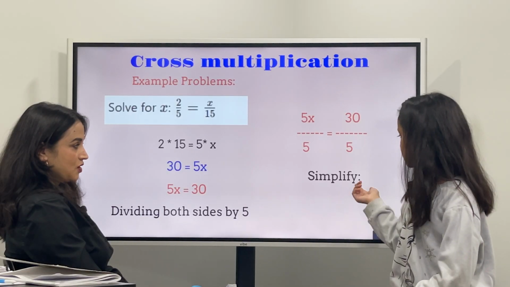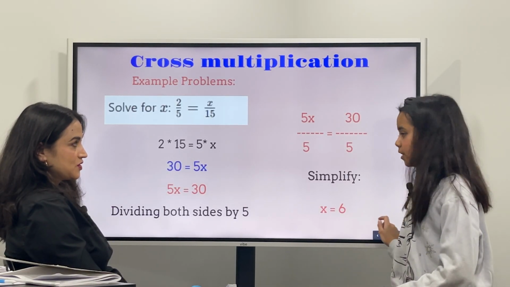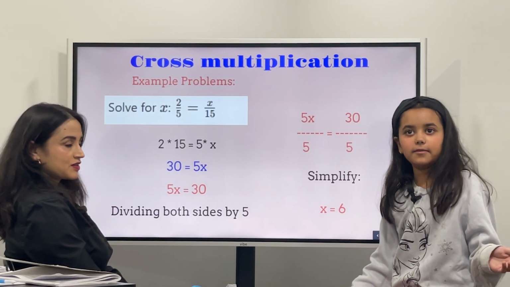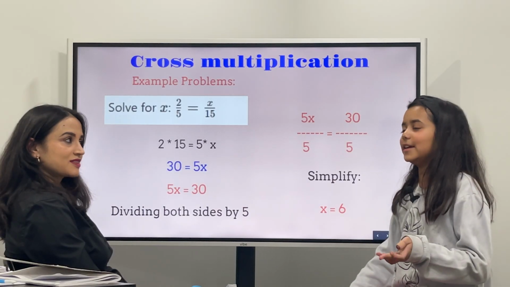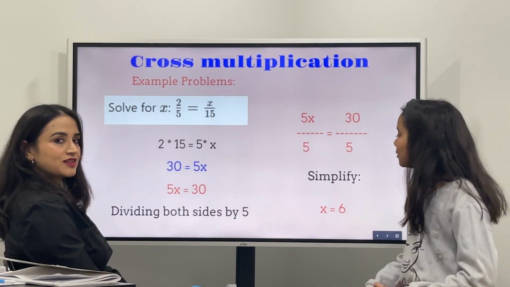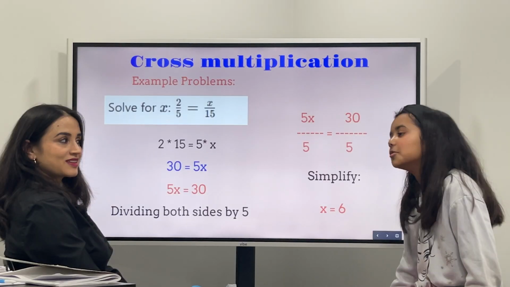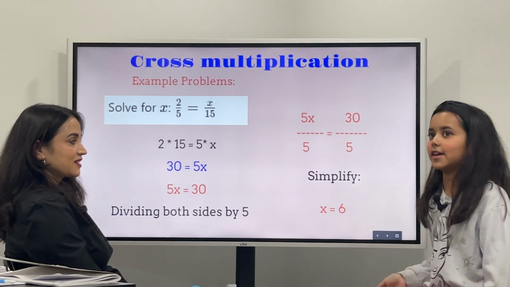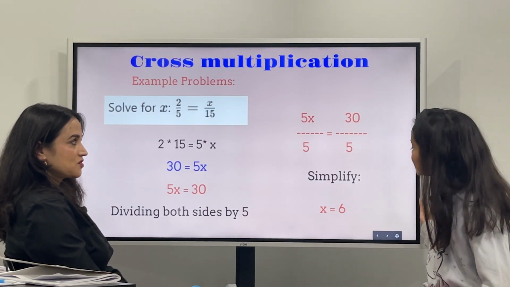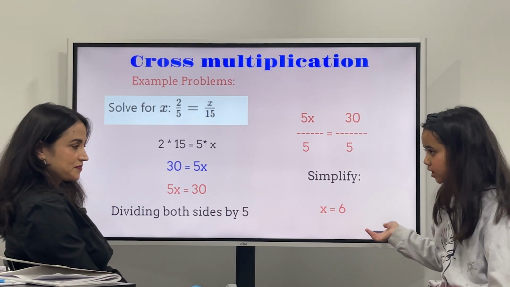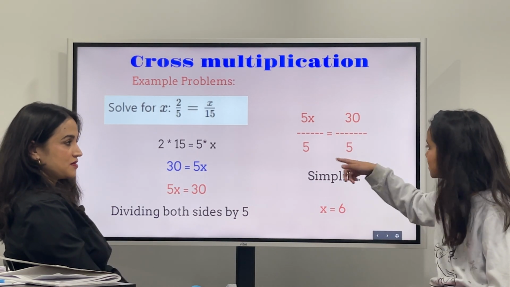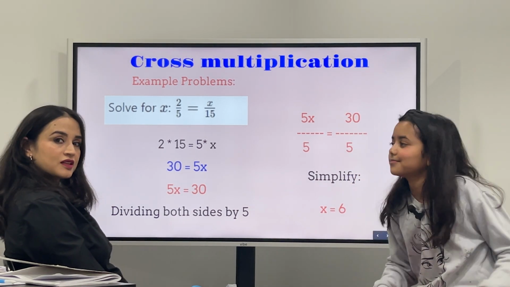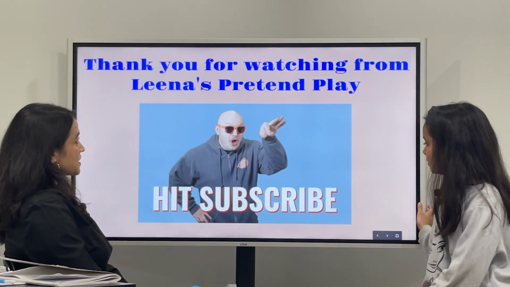So now simplify it. If you don't know, I think we made a simplifying video. We didn't make it yet, but we will make it. You could watch that and then you'll know what simplification is. So 30 divided by 5 will equal 6. So 30 divided by 5. You guys get it. Okay, so that's how you get that.